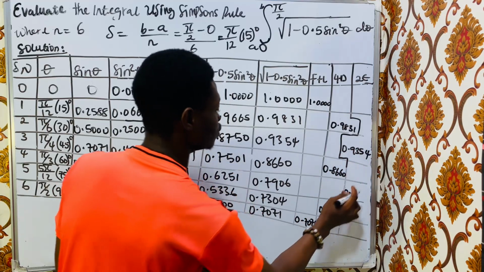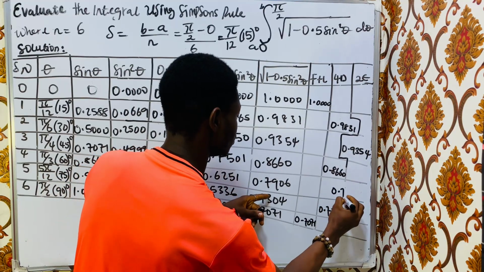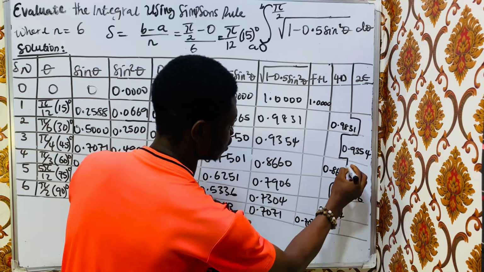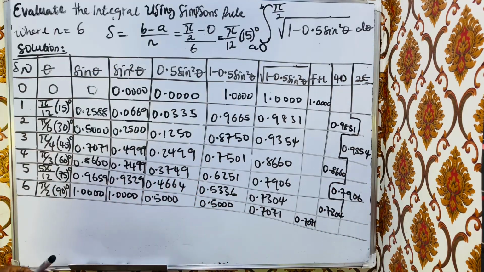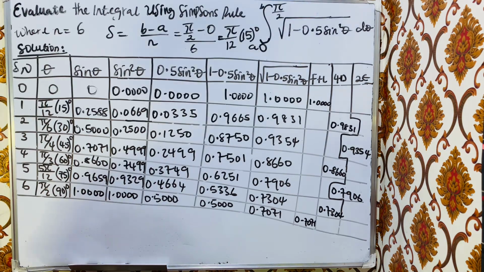0.9354. So even number 0.7906. So that's it. Which other one? There's no other even number except this last one, but we are not going to use it.